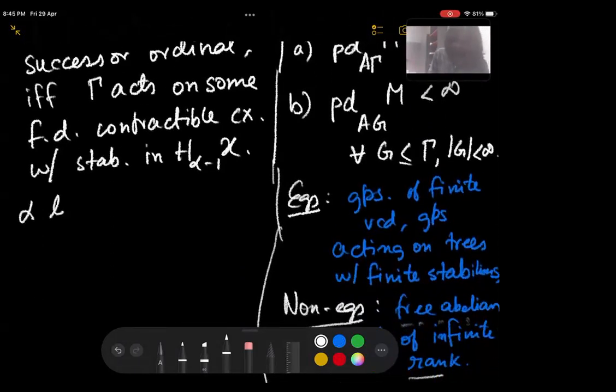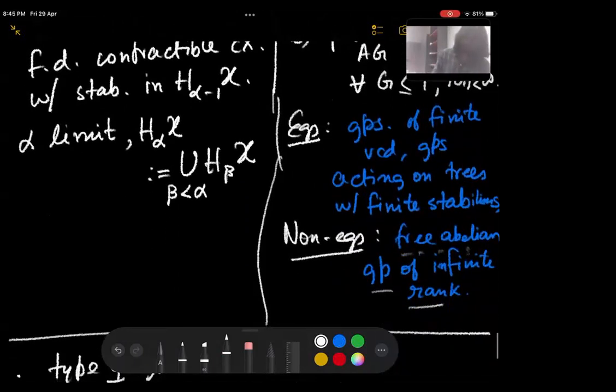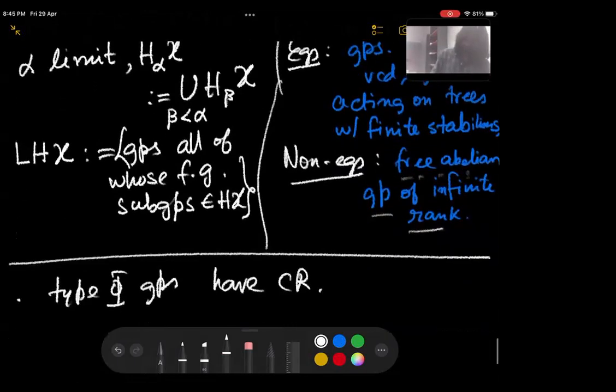And if alpha is a limit ordinal, then we do the standard logician's trick and say H alpha X is the union over all H beta X, where beta is strictly smaller than alpha. And we say LHX is the class of all groups that are locally in HX, as in all of whose finitely generated subgroups are in HX. So now you'd see what LHF alpha A means.